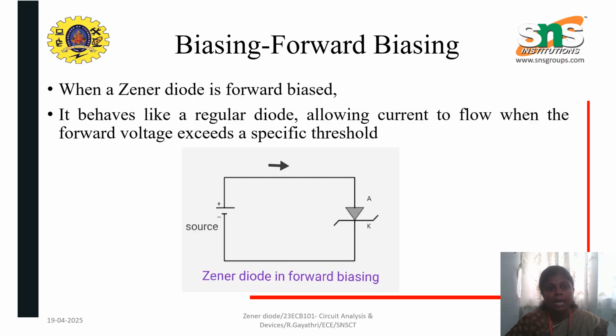Then discussing forward biasing, when the Zener diode works in forward biasing conditions, it behaves like a regular diode, allowing current to flow when the forward voltage exceeds the specific threshold voltage. For silicon, the voltage is 0.3 to 0.7 volt. When we increase the supply voltage up to 0.7 volt, the current keeps on increasing and the voltage is made constant.